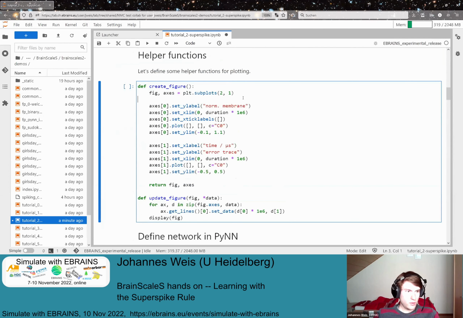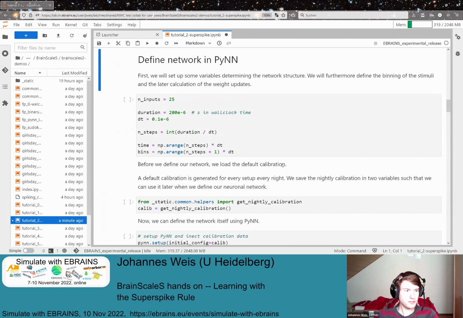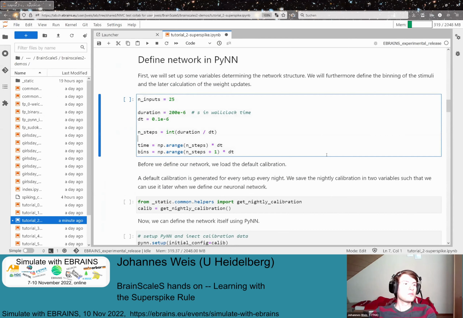Okay, here we have another helper function that creates a figure. We will later plot membrane potential and an error trace, and we will need to update that, so not very interesting code here. And we will now start defining our network.